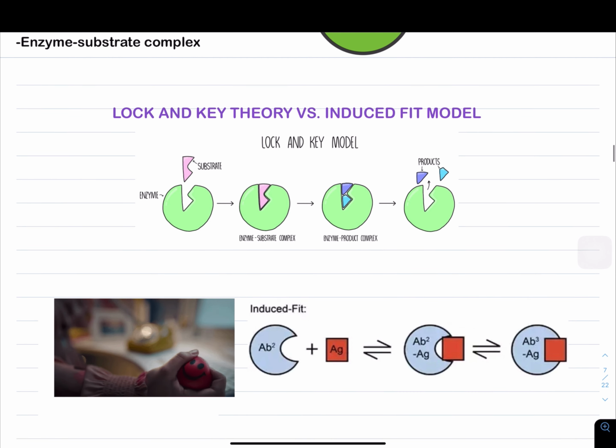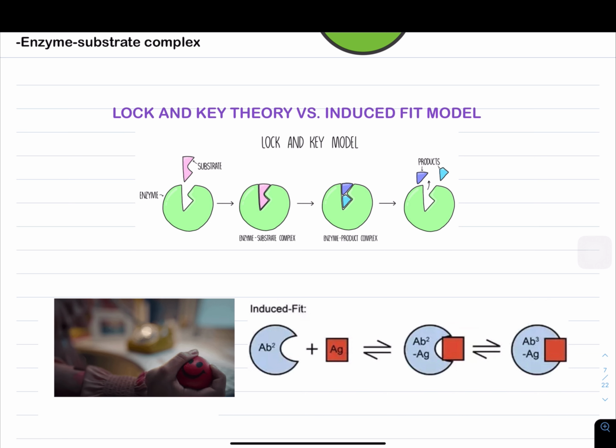So we have two theories that explain how enzymes and substrate interact with each other. First, we have the lock and key theory, where the name is very descriptive. So the enzyme would be in a special conformation, and only the substrate that fits it can bind to it, just like a key and a lock.